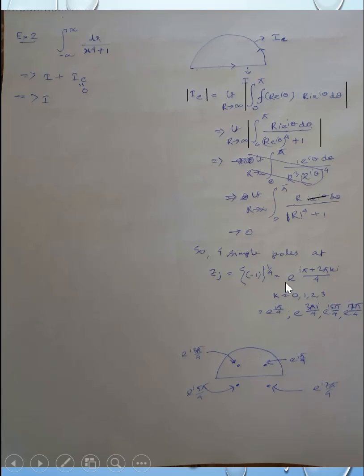So at class 2 level you have already done that. We can express minus 1 as exponential i pi plus 2 pi k i, where k is 0, 1, 2, 3, right? From there we will get these 4 roots. Now, as we have seen from the previous case, we have to see whether the roots are inside that contour.